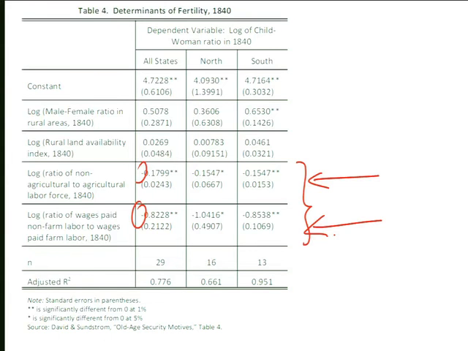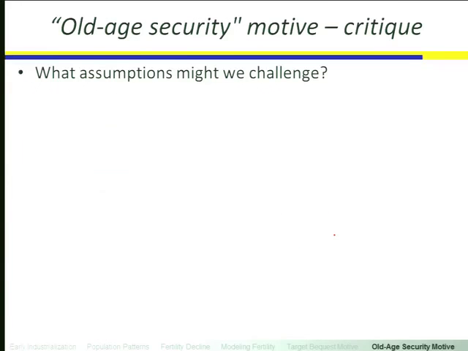Does that necessarily mean that they are motivated by security in their old age? Not necessarily. Ian? So maybe it's not about the kids, it may be about the women. So it could be a measure of opportunity cost for the mothers as opposed to some opportunities for the children. So the data tell us that there is a story here that links labor market opportunities as measured by quantities and wages to fertility. It doesn't necessarily tell us that old age security is the only possible motive that's consistent with those data.